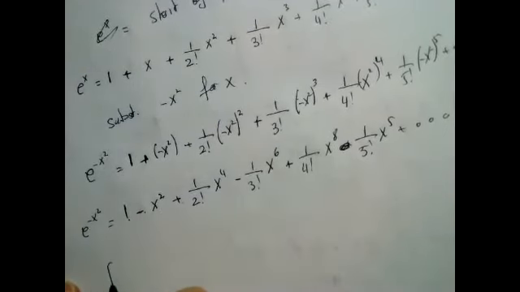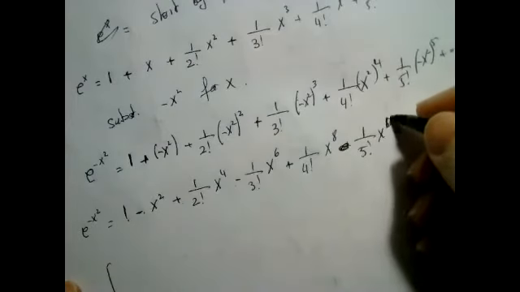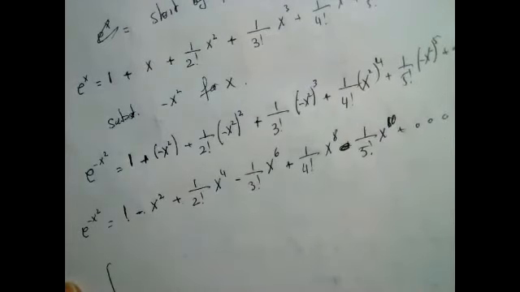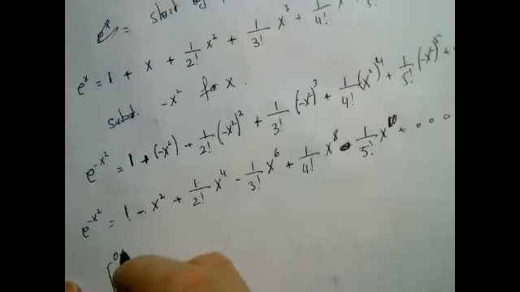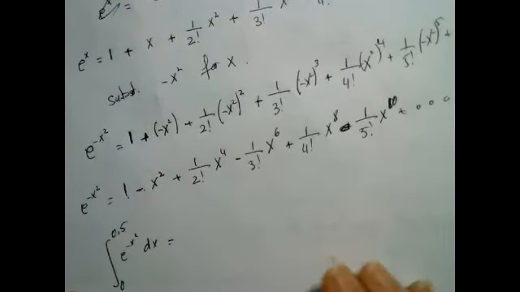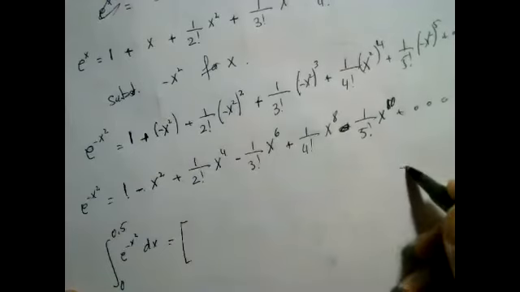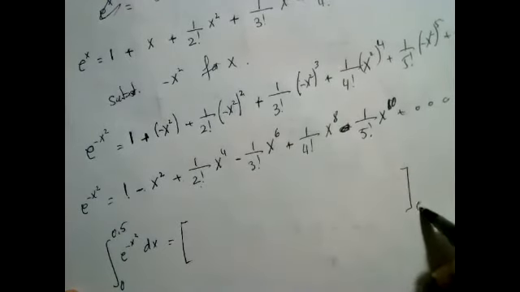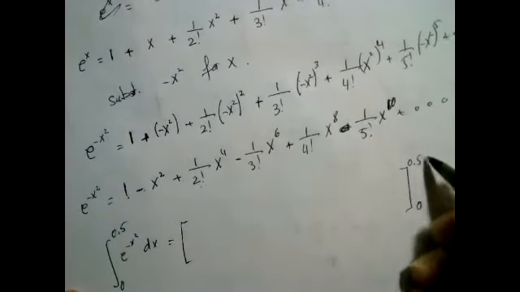Now the antiderivative. That last one would be x to the 10th. Of course, I'm making mistakes. x to the 10. Very good. Now I need the antiderivative of e to the minus x squared dx. At this stage, I have a definite integral. It's going to be the antiderivative evaluated between 0 and 0.5.